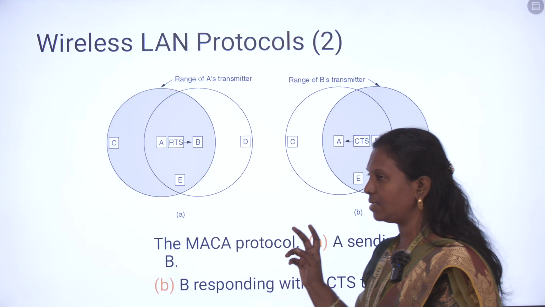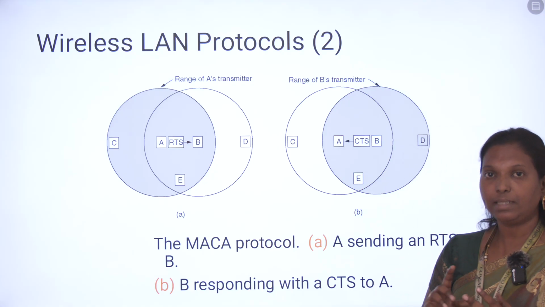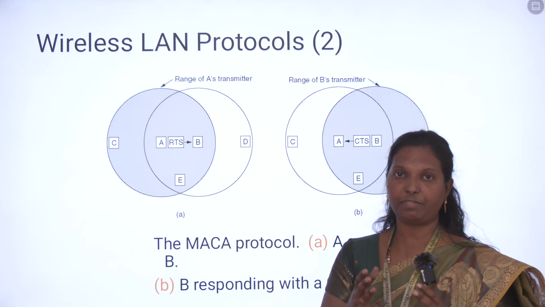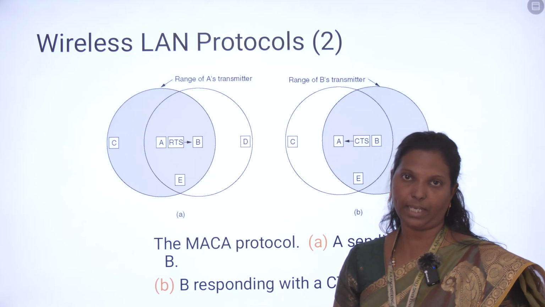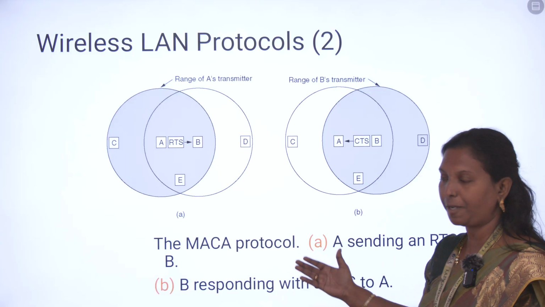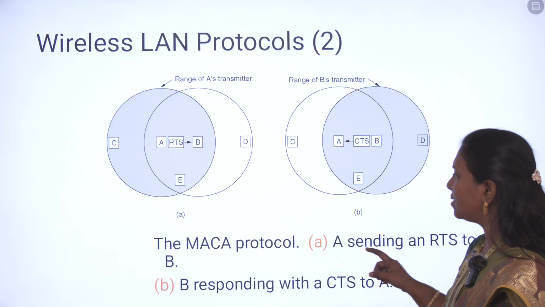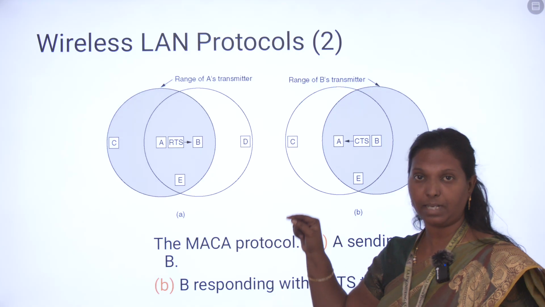So this RTS and CTS is a major responsibility. They find out the transmissions from the frame A to B and then B to A. So this is a similar pattern to the MACA protocol, and this access control is majorly implemented in wireless LAN.